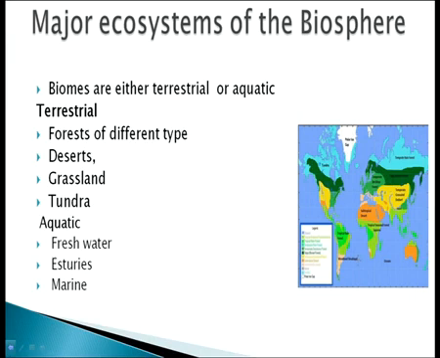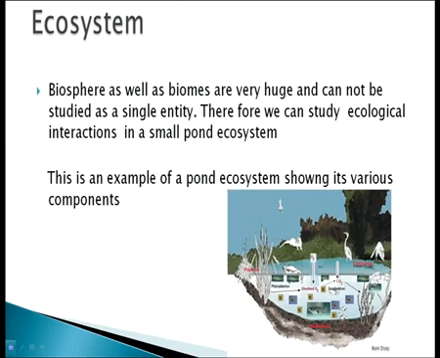The major ecosystems of the biosphere are of two types, terrestrial and aquatic. The terrestrial ecosystems are forests of different types like temperate and tropical forests or boreal forests, deserts, grasslands, tundra. Aquatic biomes are freshwater, estuaries and marine. Biosphere as well as biomes are huge and cannot be studied as a single entity. Therefore, we can study the ecological interactions in a small pond ecosystem. This is an example of a pond ecosystem showing its various components.